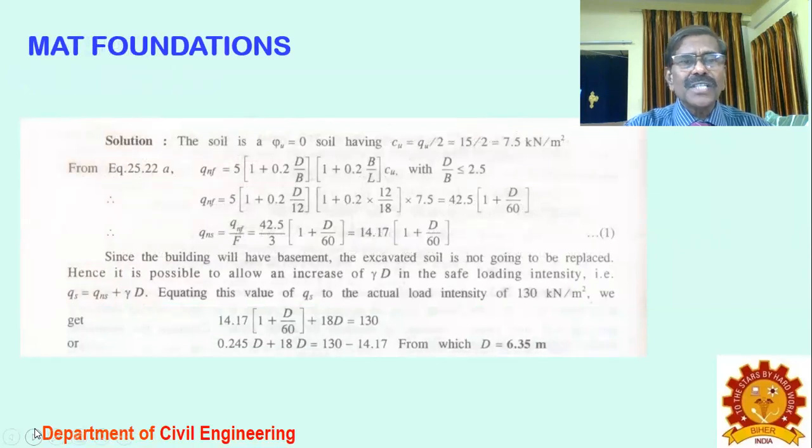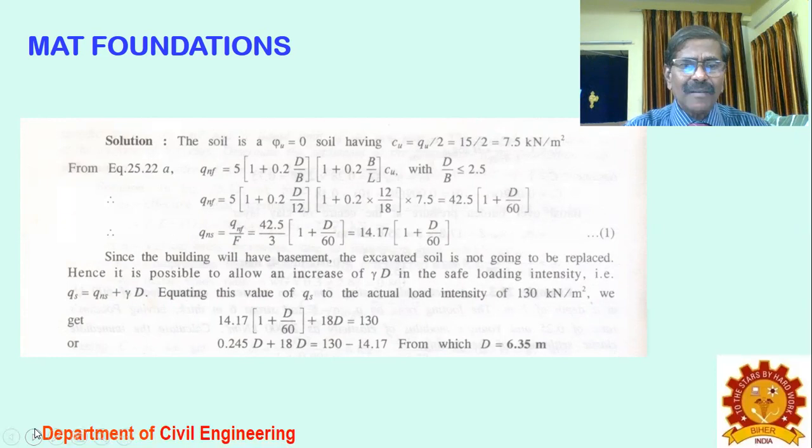The solution: the soil has phi equal to 0 because cohesion is very high, a UCC value of 15 is given, so its c value is 7.5. Now q net is equal to 5 into 1 plus 0.2 d by b, into 1 plus 0.2 b by l, and d by b is less than 2.5. You substitute all those values there, but d is not known, while b and l are known.